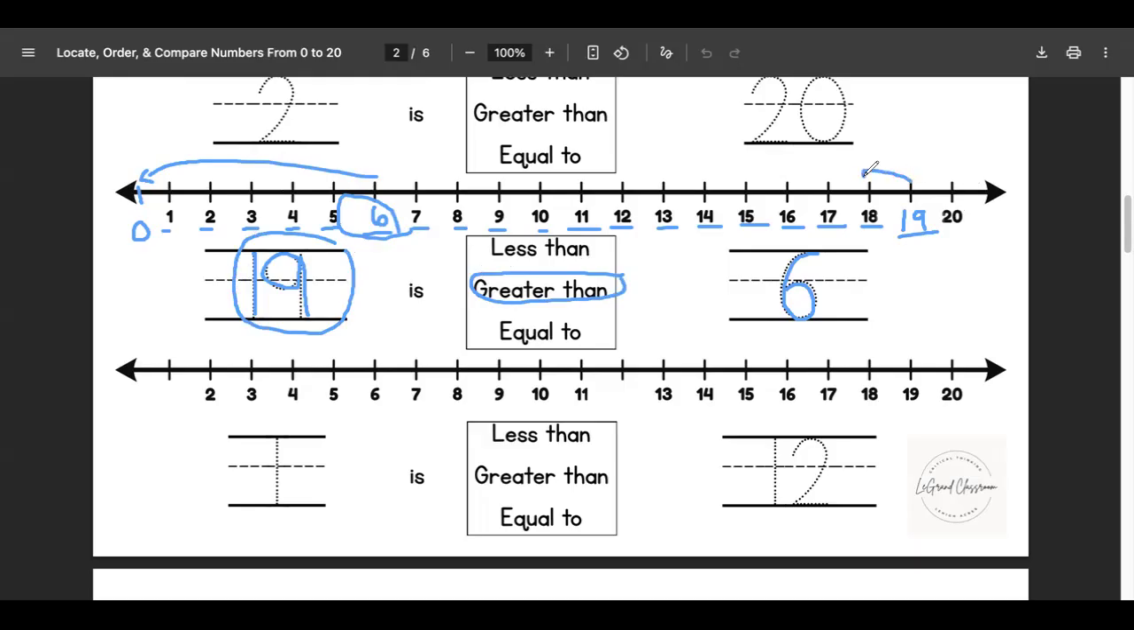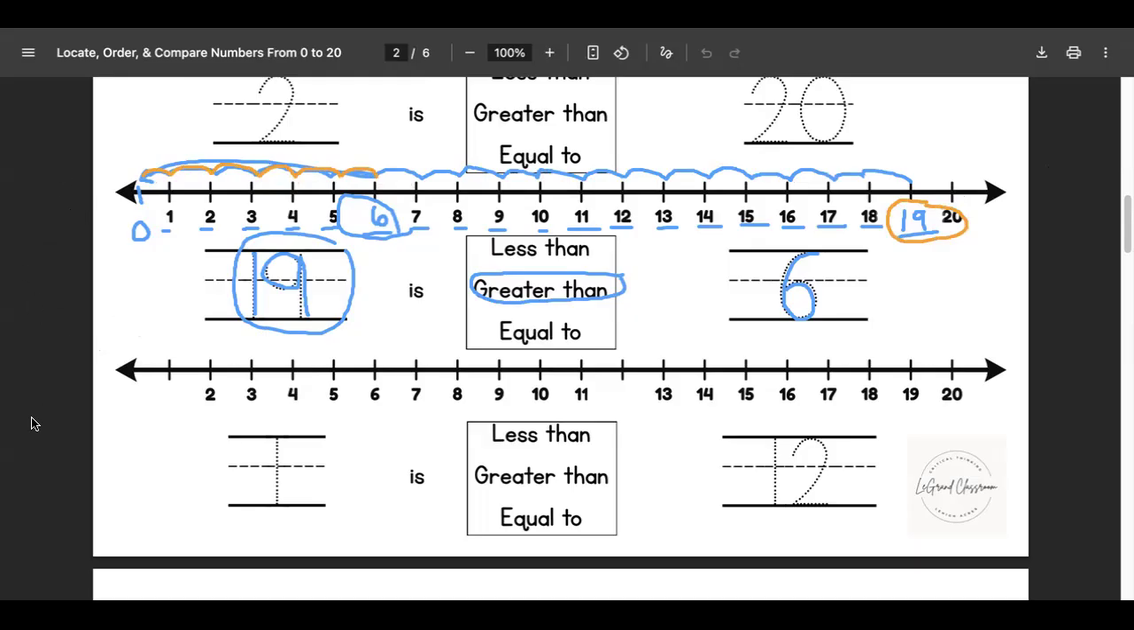Look at how many jumps we would have to do in order to get to the 0. So let's keep jumping here. We got 8, 7, 6, 5, 4, 3, 2, 1, 0. Look at all those jumps compared to, let's change colors here so you can see the difference, compared to the 6. The 6 does not make as many jumps towards the 0 as the 19 does. That's why the 19 is greater. It's greater in value. There's more of it.